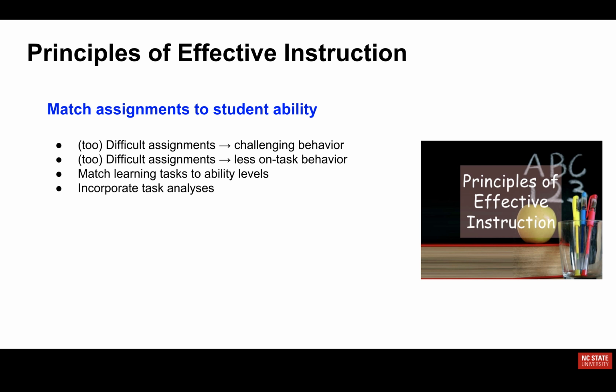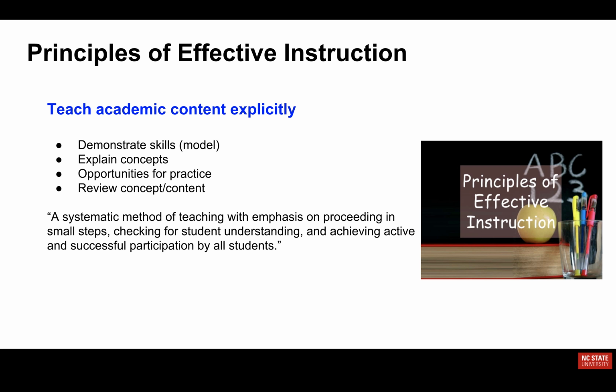The next principle is teaching academic content explicitly. This is super important because when teachers teach the content explicitly, they are demonstrating skills, explaining concepts, giving opportunities for practice, and then reviewing the concept and content and going back through that cycle for the next skill. A quote from your book defines explicit teaching as a systematic method of teaching with an emphasis on proceeding in small steps, checking for student understanding, and achieving active and successful participation by all students.